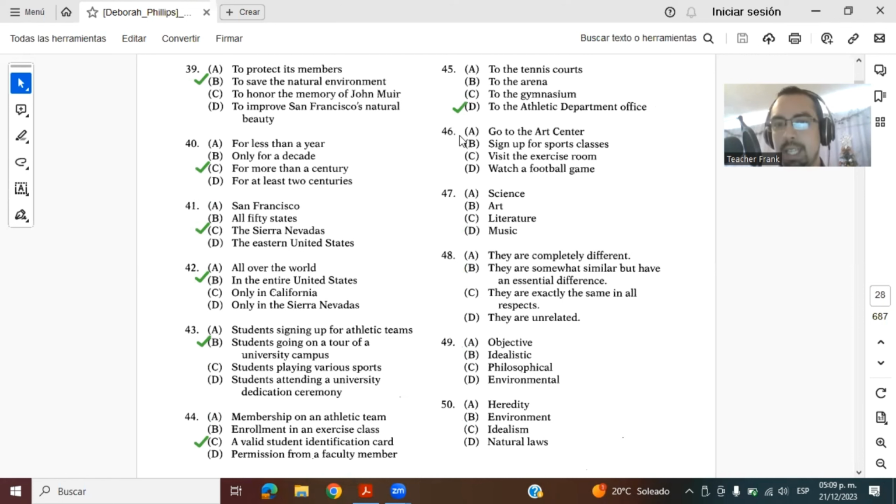46 is A. 47 is C. 48 is B. 49 is A. And 50 is C.